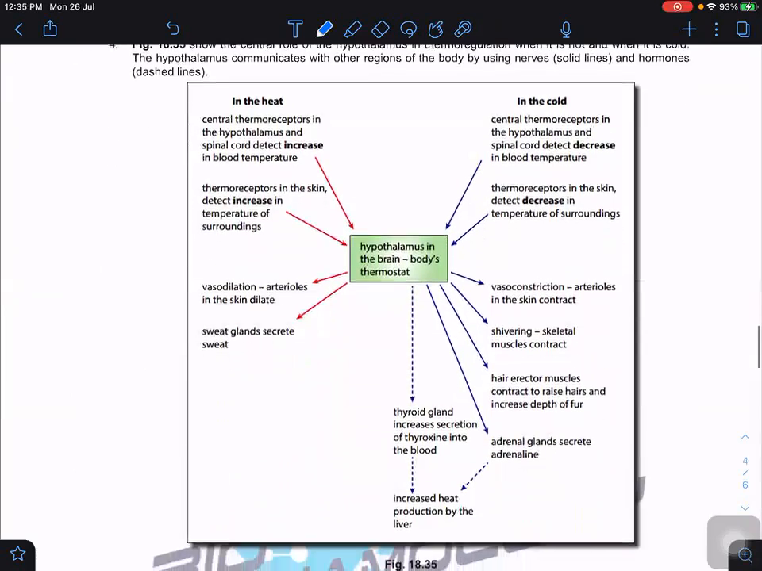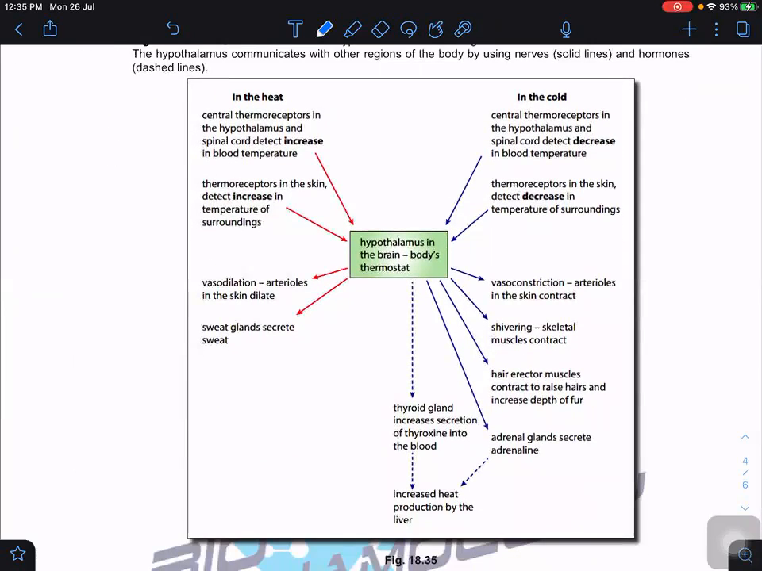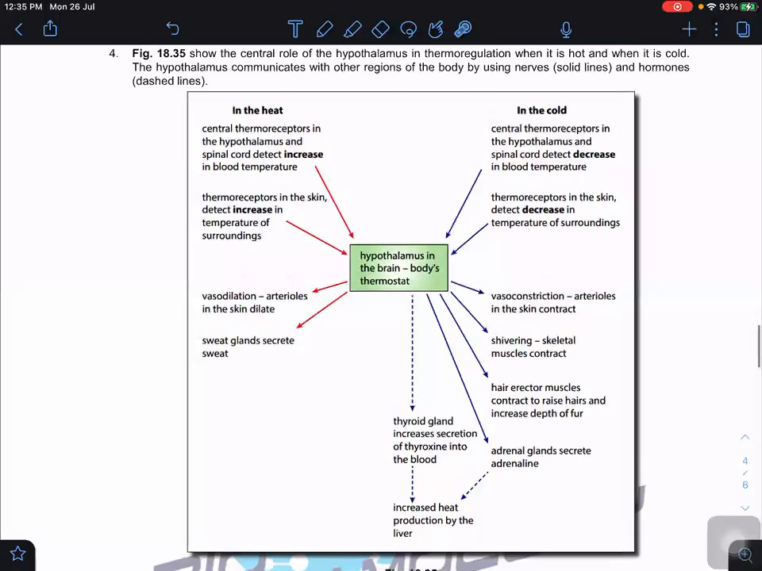So this diagram summarizes the events here. Some things that you need to look at: we have the solid line in this diagram and also the dashed or dotted line. The solid line basically means the nervous system. We use the nervous system to control this thermoregulation. The dotted or dashed line means the hormonal system. We know that the hypothalamus in our brain acts like our body thermostat, so it is a control system.